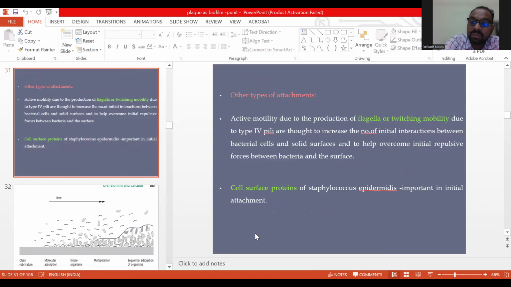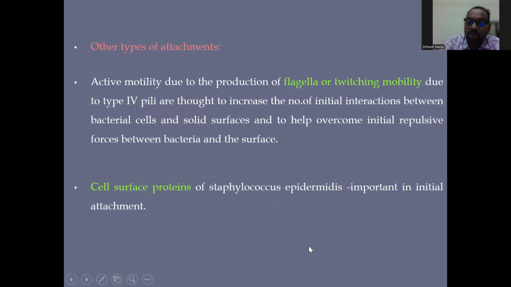Other types of attachment are flagella or twitching motility by type 4 pili, which increase the number of initial interactions between the bacterial cells and solid surfaces, and help overcome initial repulsive forces between the bacteria and the surface. And the cell surface proteins of Staphylococcus epidermidis play an important role in initial attachment.